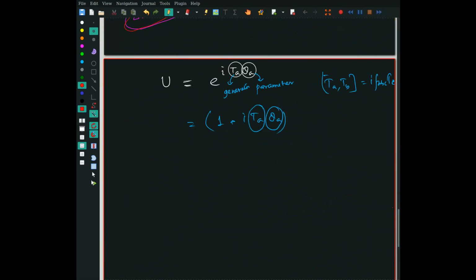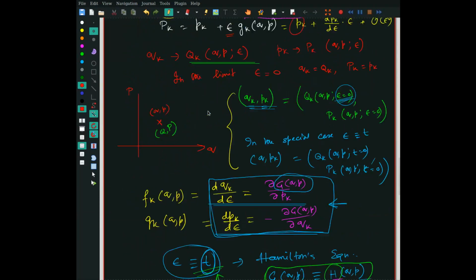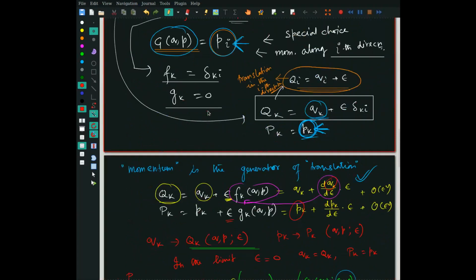So I will pause for a brief moment again and check if there are questions up until this point. Sir, can we in general say that Hamiltonian is a generator of time, or is it a special case, like when we choose Hamiltonian equals P, like we have chosen capital G equals P? No, capital G is the generator. In general, capital G is the generator of any canonical transformation. When you choose G equals P, it gives you space translation. When you choose G equals H, you get time translation.